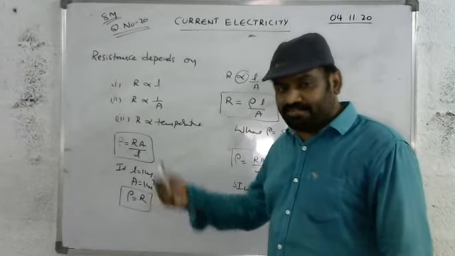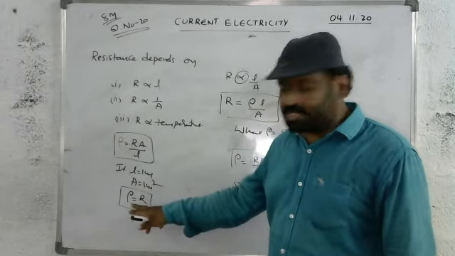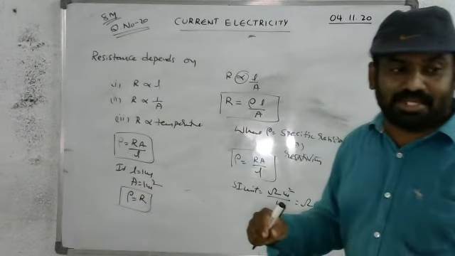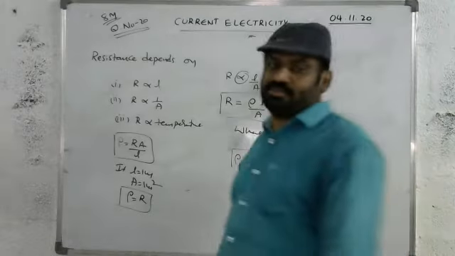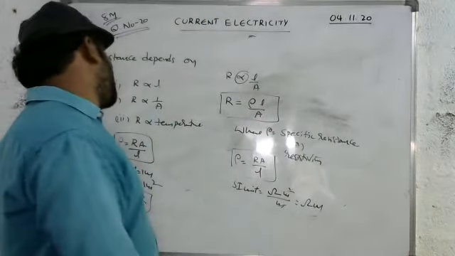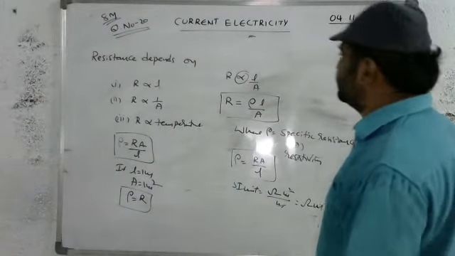How can we define the specific resistance? Specific resistance is equal to the resistance of the conductor whose length is 1 meter and area is 1 meter square. This is about what resistance depends on and the factors that influence the resistance.